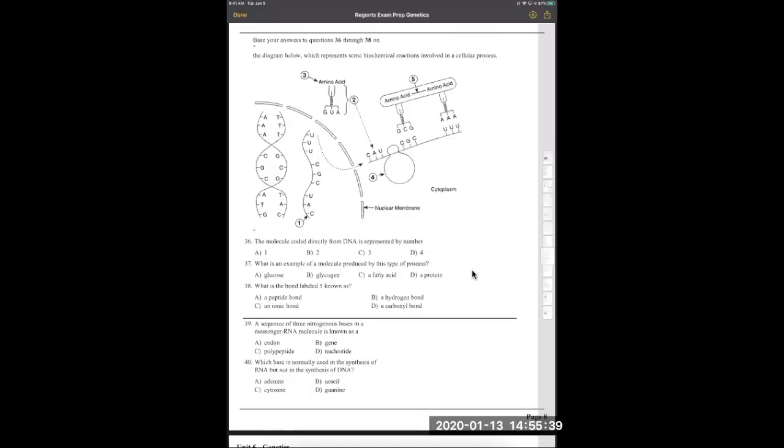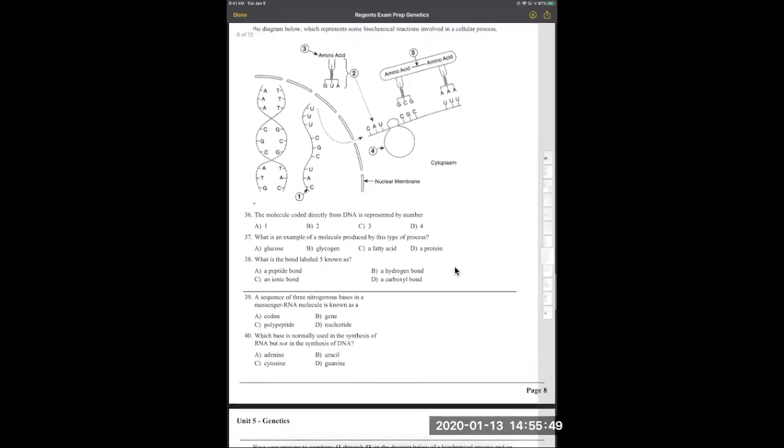Here we are on page 8, problem 39. A sequence of 3 nitrogenous bases in a messenger RNA molecule is known as. Now, from our previous lesson, we do know what nitrogenous bases are. There are 5 of them: A, T, U, C, G.